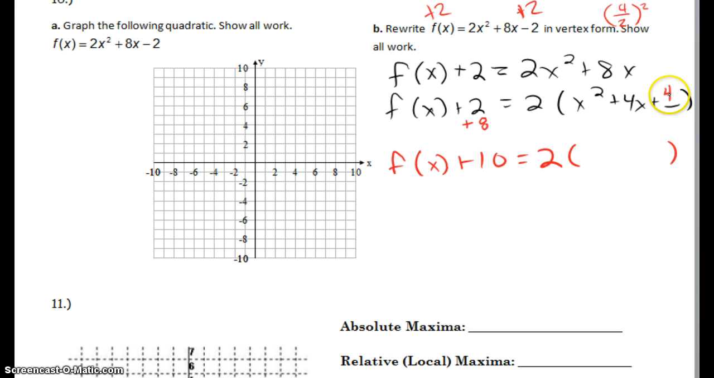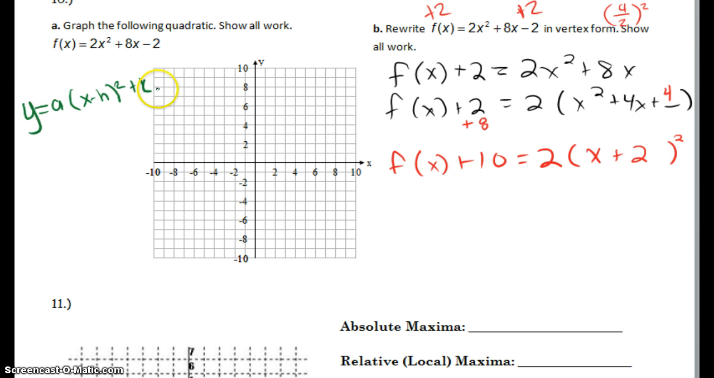What multiplies to give me 4 but adds to give me 4? That would be 2 and 2. This is always going to factor into a perfect square trinomial, meaning that whatever multiplies to 4 also adds to give you this 4. It's 2 and 2. It's going to be the same thing. Because our vertex form is y equals a times x minus h squared plus k. So I want to get that quantity squared.